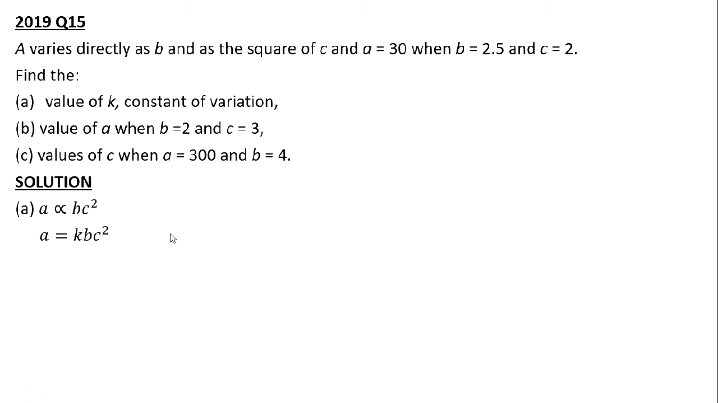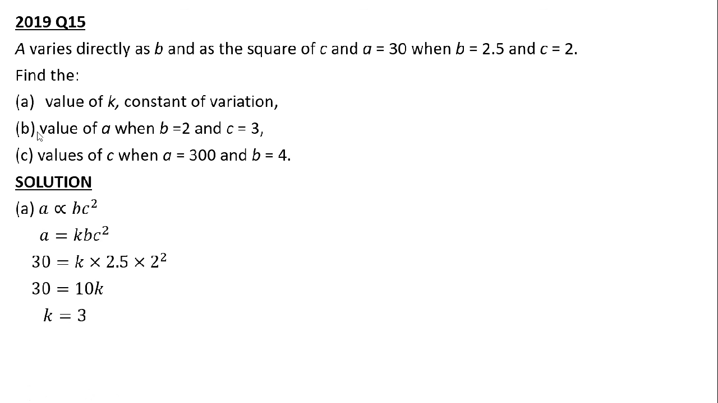Now we are told that a equals 30, so where there's a, we'll replace a 30. Where there's b, we'll replace a 2.5. And where there's c, we'll replace a 2. It's going to look like that. 2 squared is the same as 4. If you multiply 4 times 2.5, you get a 10. So we have 10k equal to 30. To find the value of k, we'll divide both sides by 10. Our k will be equal to 3.